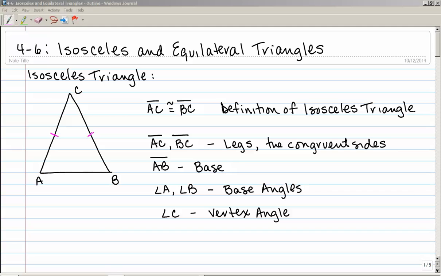We call those segments, AC and BC, the legs. Those are the two congruent sides. And AB is the third side that is not congruent to either of the other two, and that's called the base. Angle A and angle B are referred to as the base angles, and angle C is the vertex angle. The vertex angle is the one that's formed by the two congruent sides.